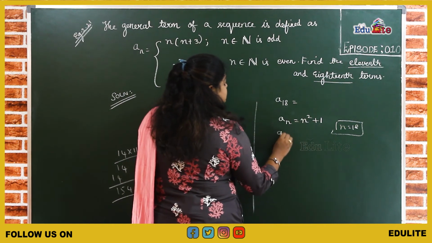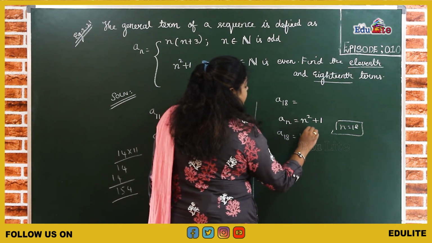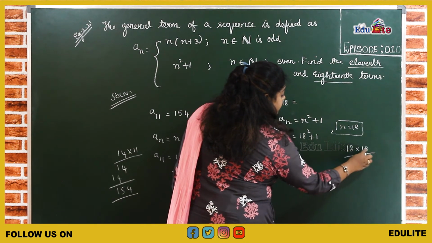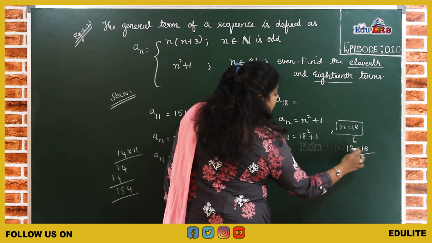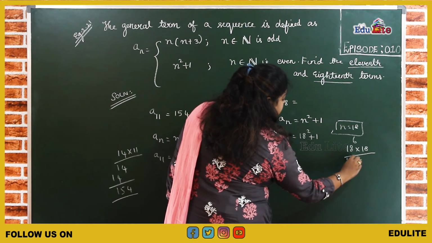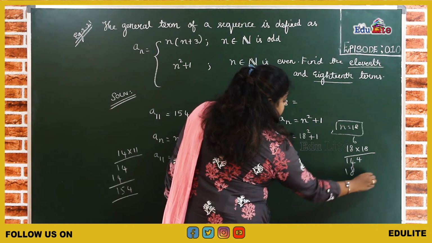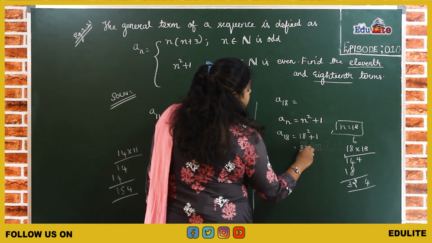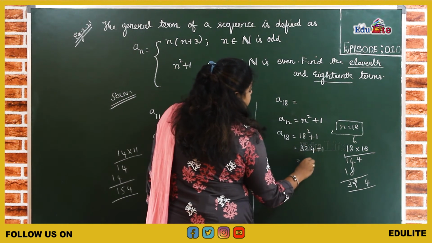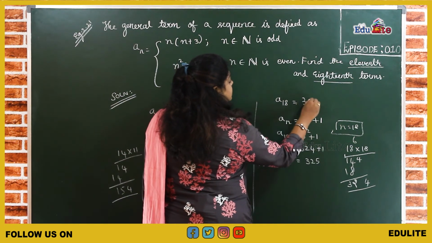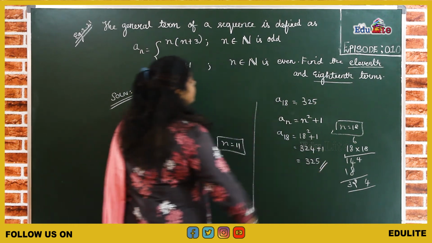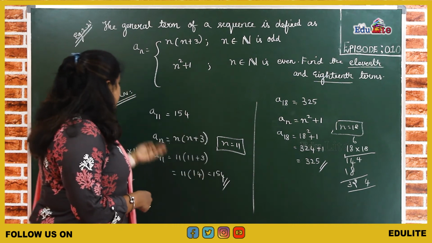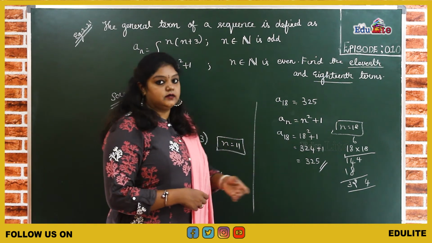Therefore, substituting in this, A18 is equal to 18 square plus 1. 18 square is 18 into 18, 8 8s are 64, 6 balance, 8 1s are 8 plus 6 is 14, 8 1, simplifying, 324. Therefore, 324 plus 1, which is 325. Therefore, the 18th term is 325 according to the given general term of a sequence. Thus, we have found out the 11th term and the 18th term in this problem.